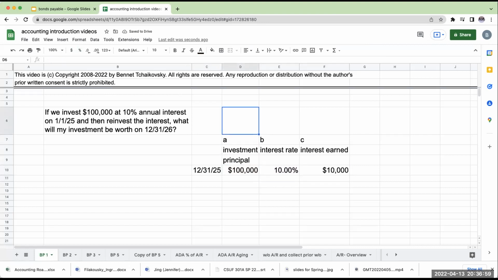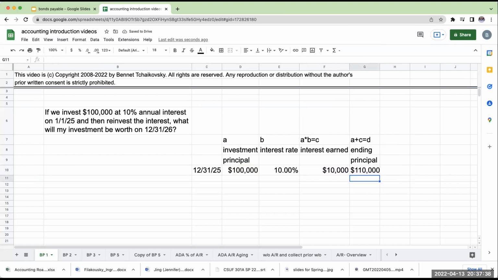So the amount of interest earned is going to be $10,000, or 100,000 times 10%. What we'll do here is basically say A times B equals C. Now, if we earn this interest and reinvest it into the principal amount, my ending principal at 12/31/25 is going to be the beginning principal plus the interest earned, which we'll call D. So my ending principal is 110,000.